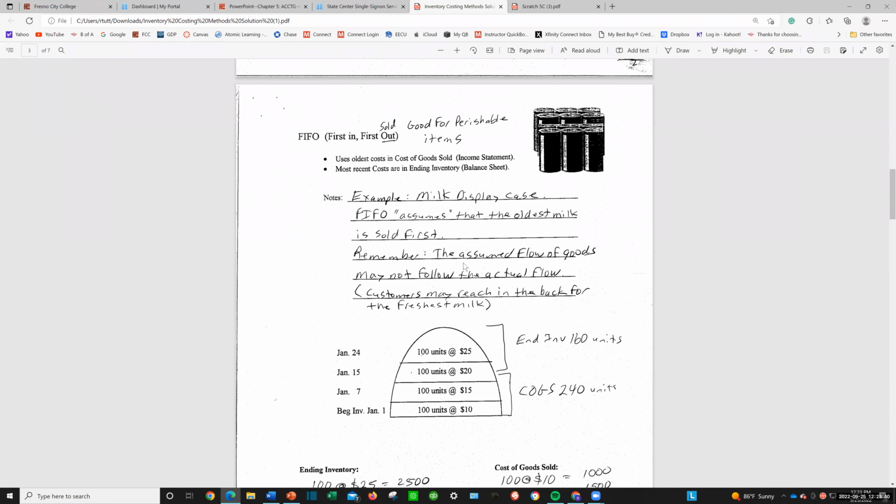So what you have to remember is that FIFO is an assumed flow of the goods. It may not follow the actual flow. So customers may reach in the back for the freshest milk. But all in all, it's going to work better. I mean, it's better than doing another method, right? So anyway, FIFO, think milk display case, and it assumes that the oldest milk is sold first.